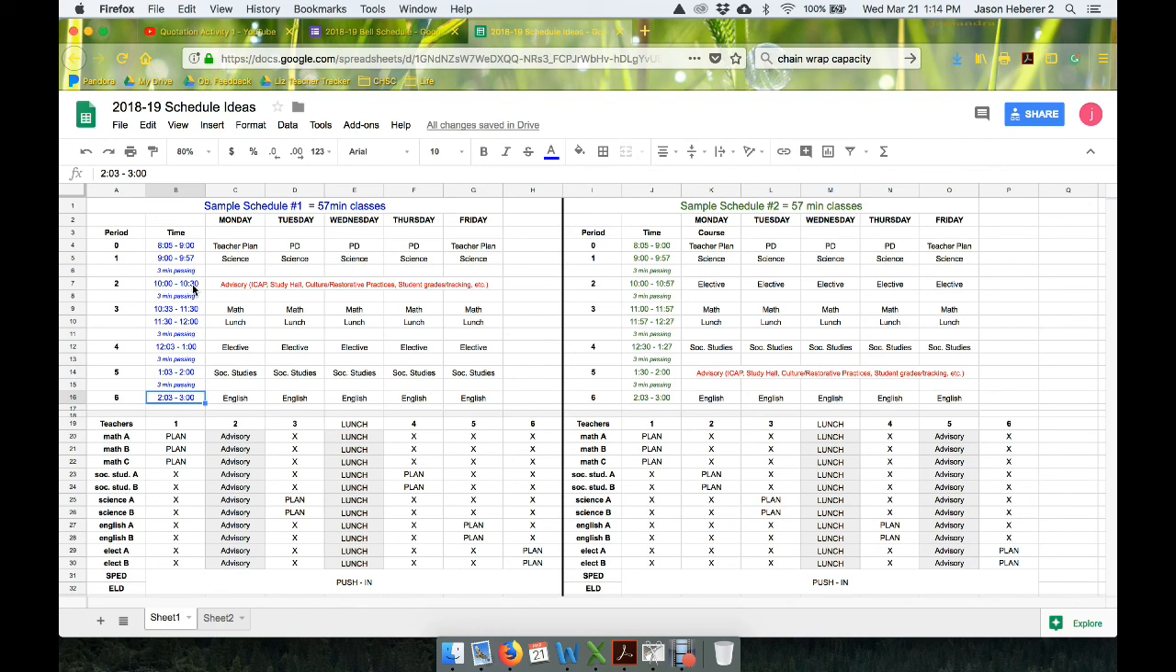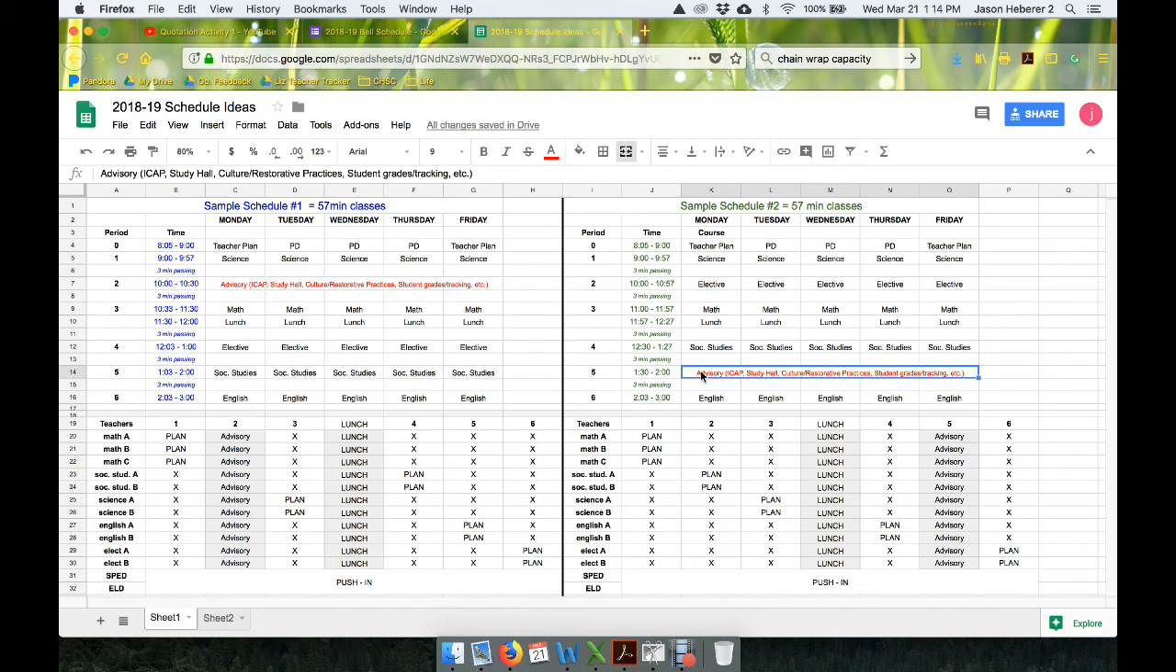So start the day at 9, end the day at 3, just like we have this year, but each class is 57 minutes to make way for longer passing periods and the advisory. Sample schedule 2 in green, also 57-minute classes. It's almost the exact same schedule. The difference being that advisory is moved from second to fifth period in this schedule.